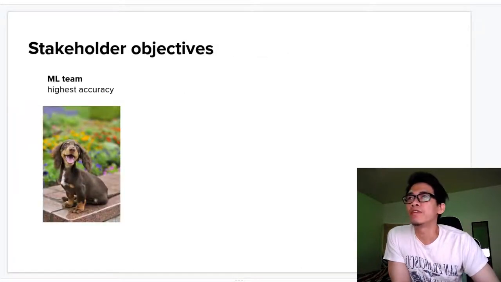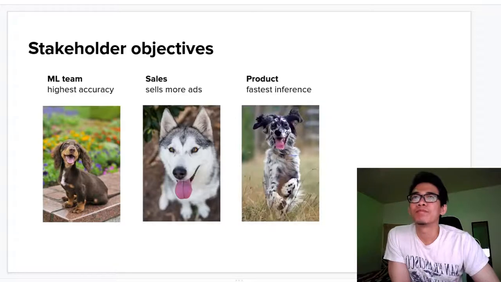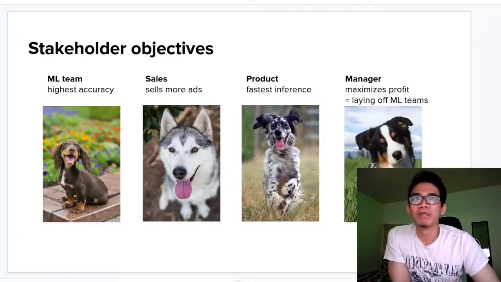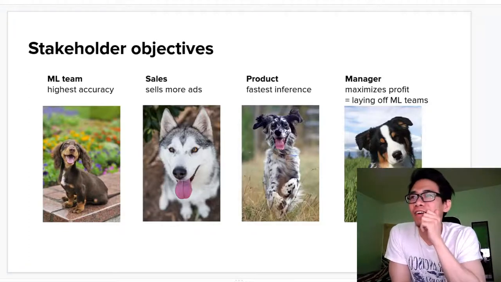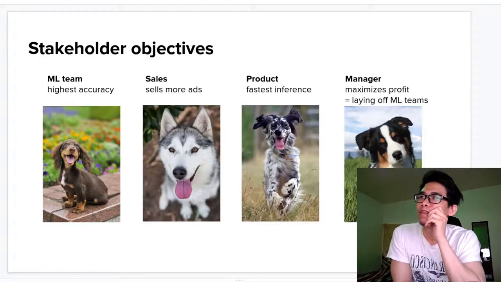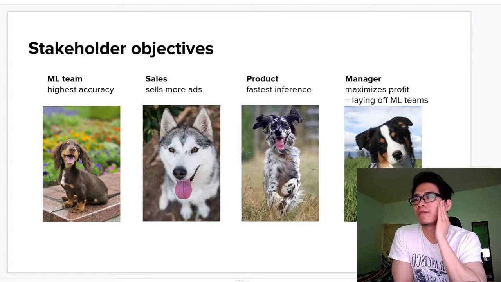Now, in production, you have the ML team, which cares about accuracy, the sales, which sell more ads, product, which cares about faster inference, and managers, who want to lay off the ML team. Actually, this is wrong. First of all, the ML team does not only care about accuracy. They care about the performance, whatever the metric is. It could be latency, accuracy, compactness, whatever.